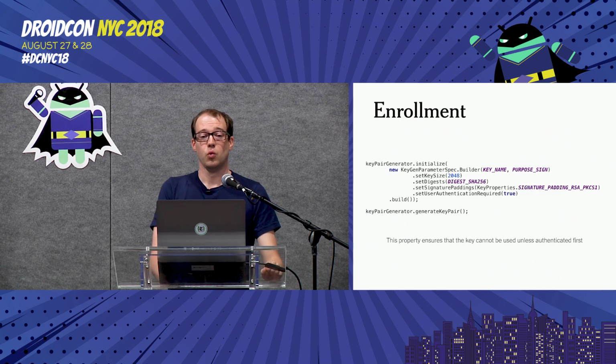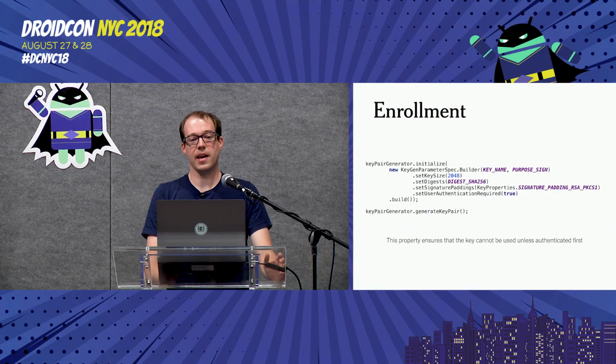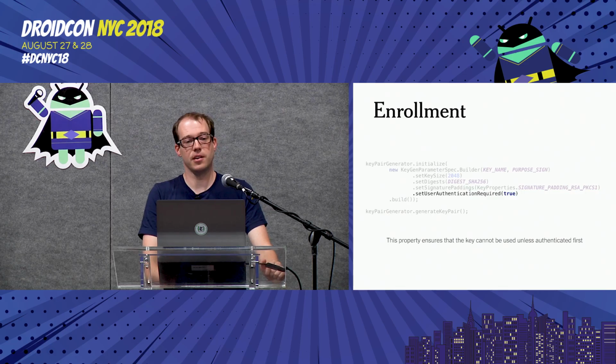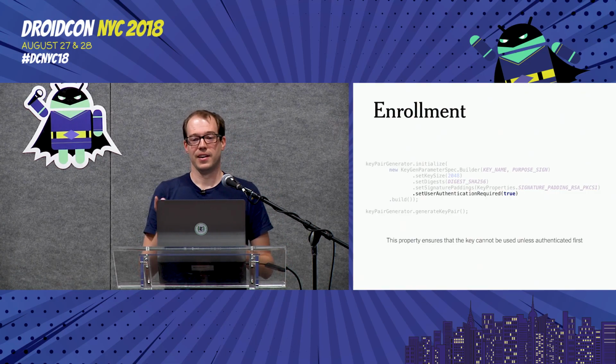When you enroll a new device for biometric auth, you're going to create a private key and a key pair for signing something. And we're going to set this flag here, user authentication required. This property ensures that the key can't be used unless we have authenticated first. So we're going to have a key in the key store that is locked down unless someone has successfully gone through the biometric flow. So the idea here is that if I've been able to sign something with this key, I have proof that I've gone through the biometric flow.